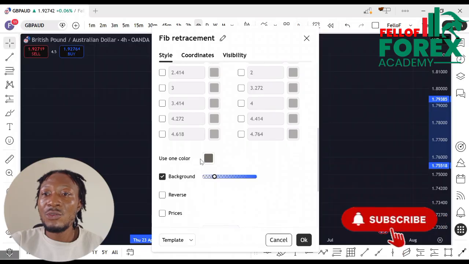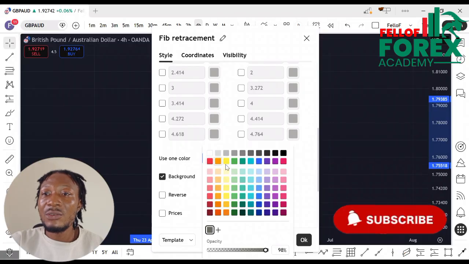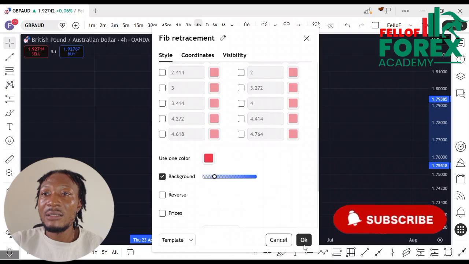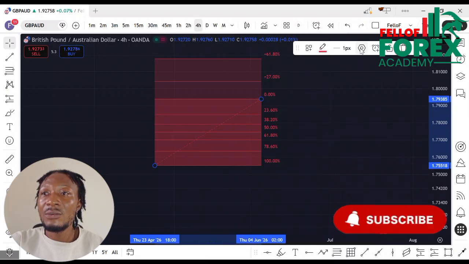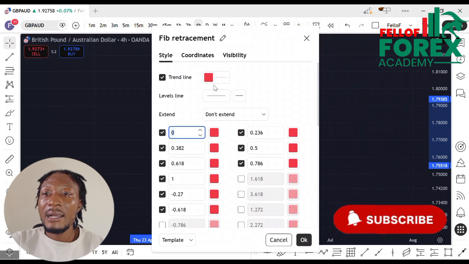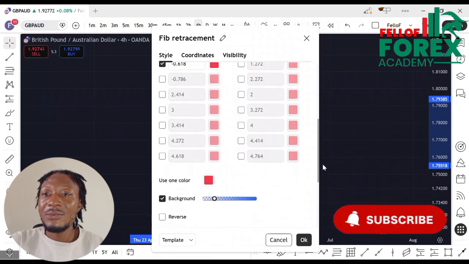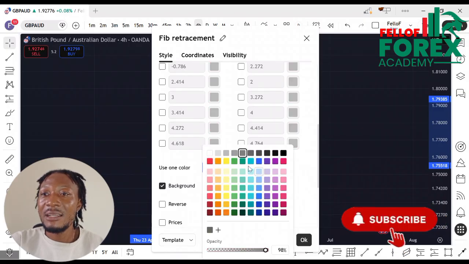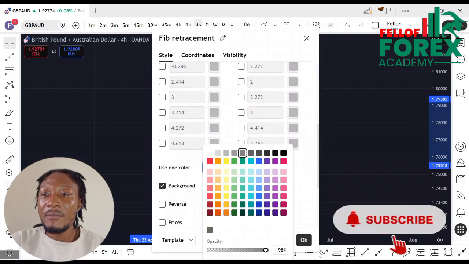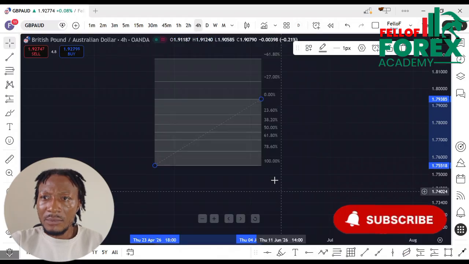So I chose to use one color. You can use red, and if you use red, you see everything is red, but that's not the color I want. So I rather choose the color you saw me using. Something like this. I don't know, is that what I was using? Let me use this. Okay, so that is it.